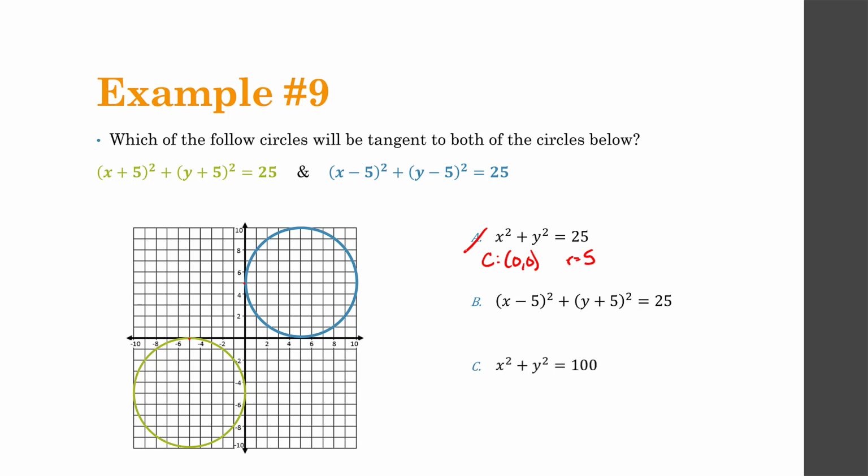Option B, we have a center at 5, -5, and a radius of 5. So here, 5, -5 and a radius of 5. Left, up, right, down. So this circle is tangent. So we know that this one is tangent to it because it touches the blue circle and the green circle in exactly one spot.